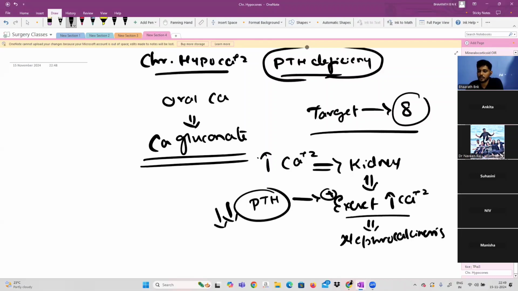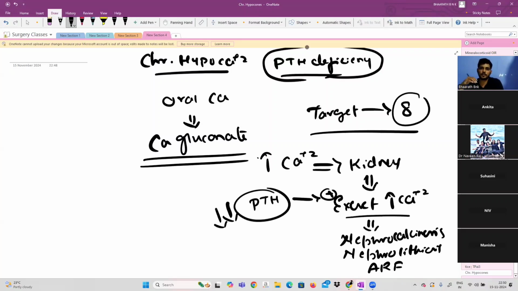Right? Because if parathormone was there, it would have reduced urinary calcium levels, and it would have prevented nephrocalcinosis. Because there is nephrocalcinosis, there is nephrolithiasis, which would eventually lead to ARF. ARF will further cause CKD, and when there is CKD, there is further reduction in the calcium levels.